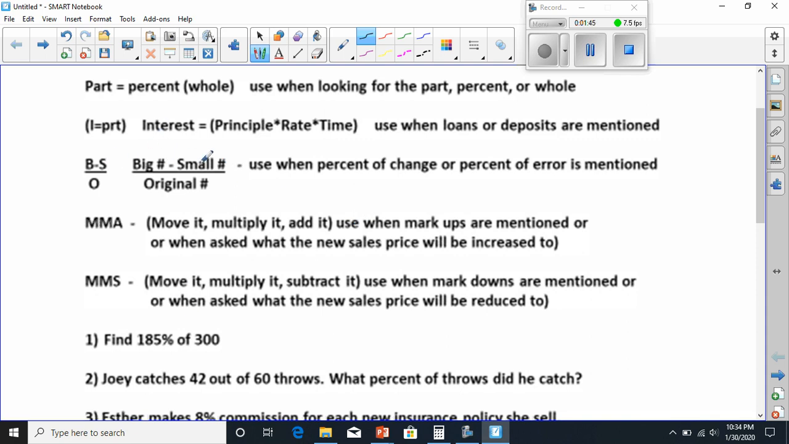Big number minus small number divided by original number, that requires us to have two numbers. We've got a percent and a number. Then we've got the I equals PRT. Well, as you can see here, we need at least 3 different variables to be complete before we can find the last one. So the only one left is part equals percent times whole. We've got a percent and we've got the whole.